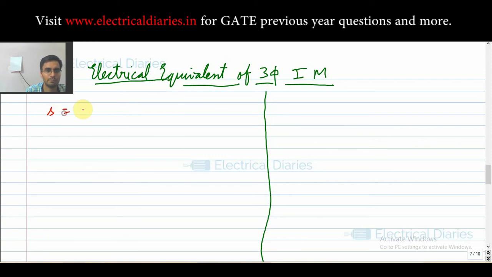Slip is Ns minus Nr by Ns, where Ns is the synchronous speed and Nr is the rotor speed of the induction motor, or the rotating speed of the induction motor. That is not necessary here. Now we will see the equivalent circuit.